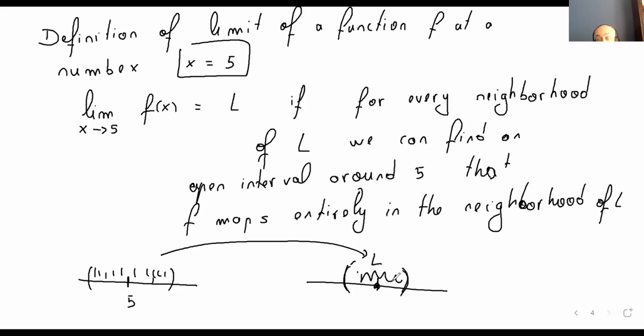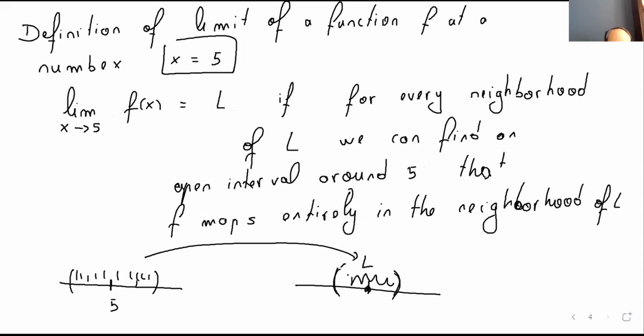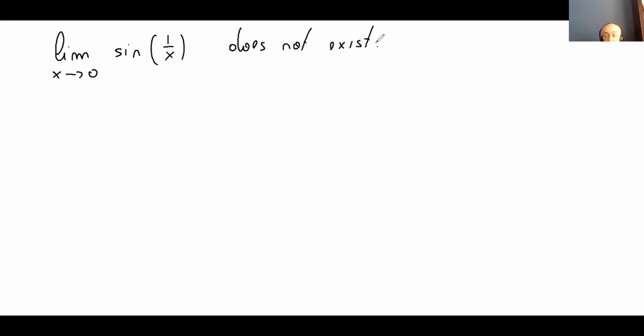Now, how can I prove that the limit of sine of 1 over x does not exist? So let's take another look at that. The limit as x approaches 0 of sine of 1 over x does not exist. So let me tell you why.